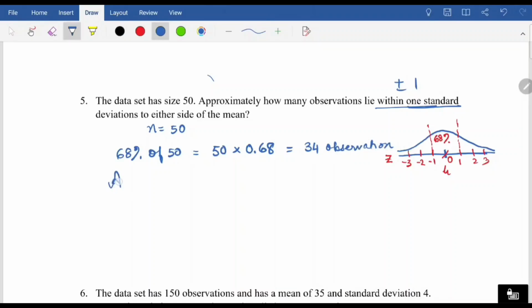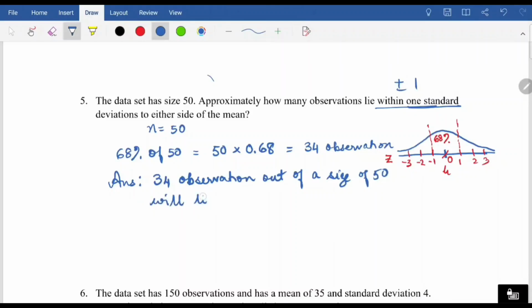So the answer is 34 observations out of a size of 50 will lie within one standard deviation. Let's just try to answer the question the way they have asked, within one standard deviation to either side of the mean. To either side of the mean, okay? The mean. Perfect.